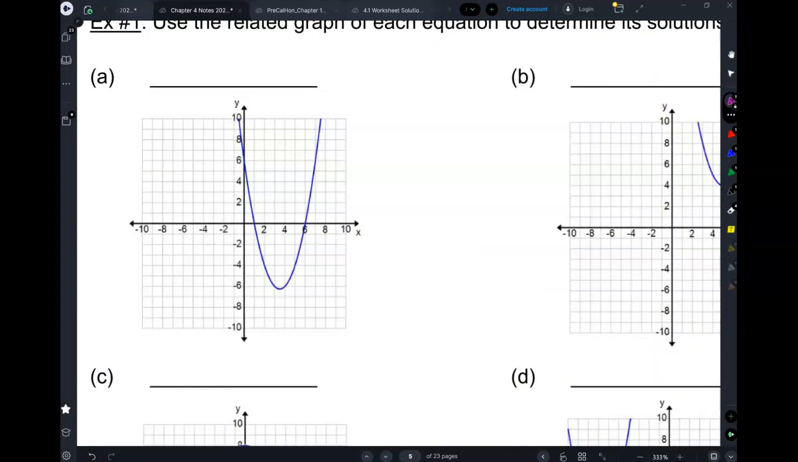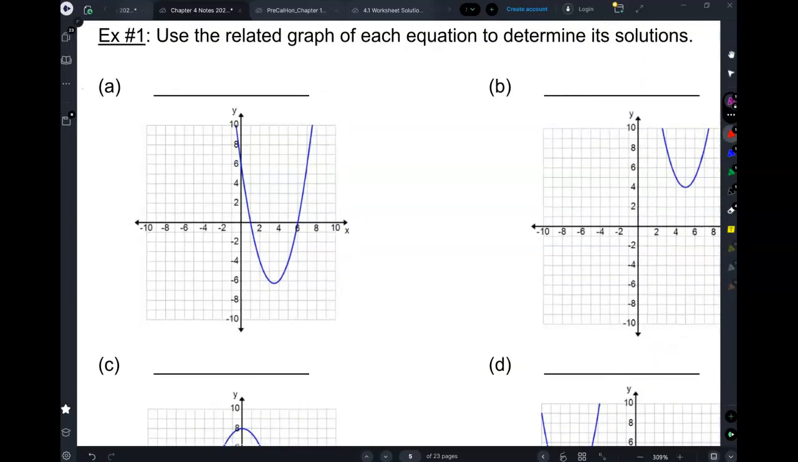Okay, so let's find the solutions here. What are the solutions to this? There are these points where the graph crosses the x-axis, right? So 2 real, but we actually want to find what the solutions are. So it's x equals 1 and x equals 6. Okay?